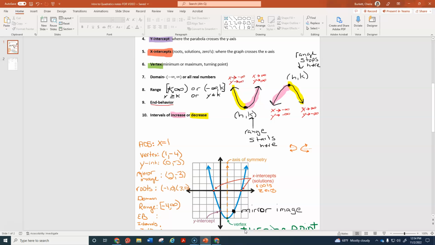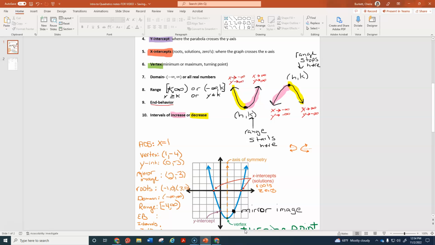So what do we do when we average two numbers? We add them together and divide by 2. So you add 3 and -1 together, you get 2. Divide it by 2, you get 1, which is exactly where it is. Remember, the domain is like a trick question because it's always going to be all real numbers.